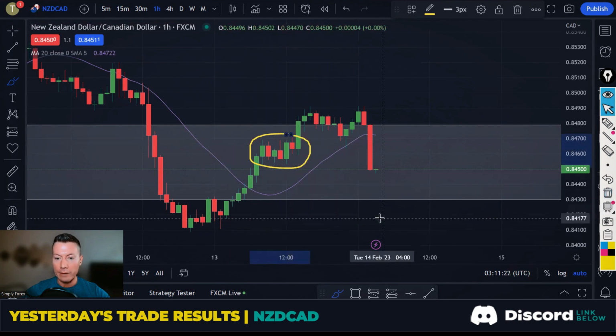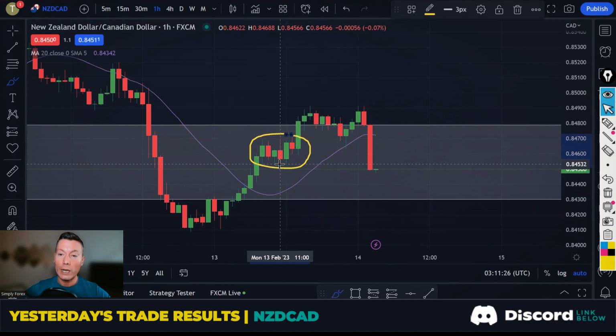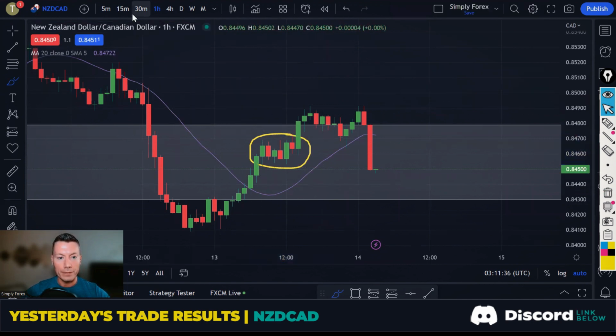So I've highlighted this area on the H1 chart because some of you guys in the Discord channel were saying, Tom, can we short this now? Can we short this now? And we didn't. We got an H1 candle, but we didn't really get an M15 breakdown. So let's look at the M15 chart.